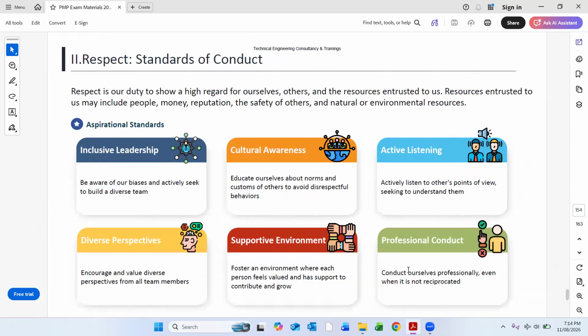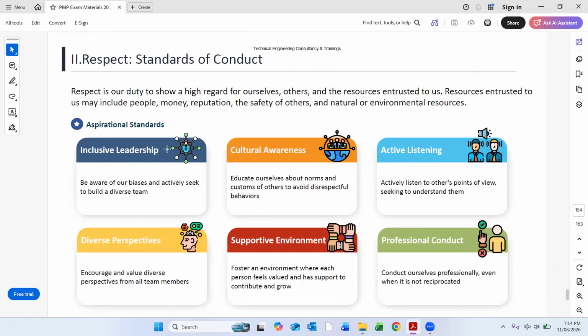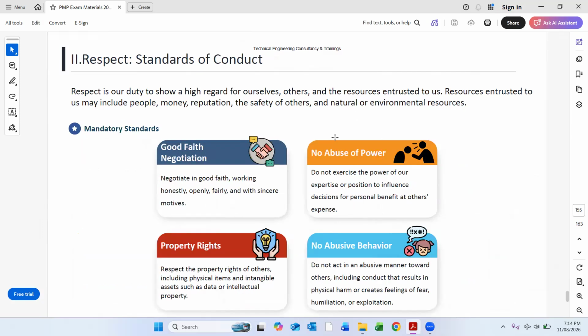And the aspirational standards are inclusive leadership. Cultural awareness should be there. Active listening: one should be actively listening to diverse perspectives, supporting environment and professional conduct. In mandatory standards, good faith negotiation should be there. Property rights: we should adhere to the property rights. No abusive behavior, no abuse of power, like by influencing or by putting the decisions toward personal benefits.